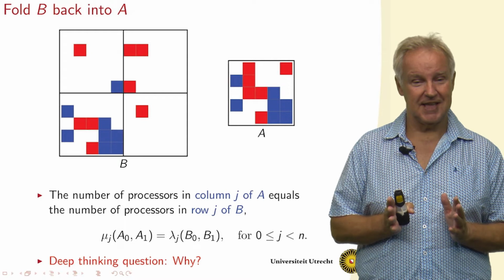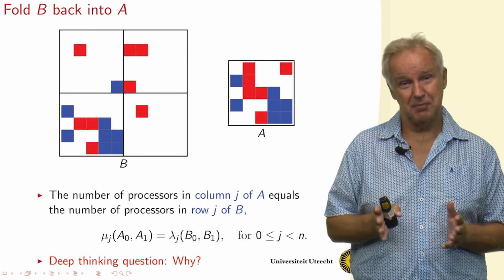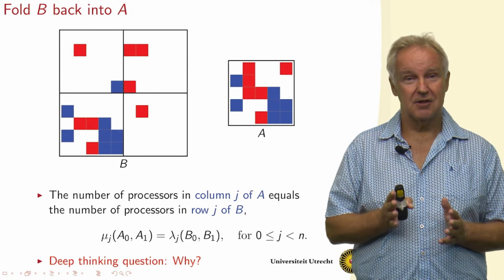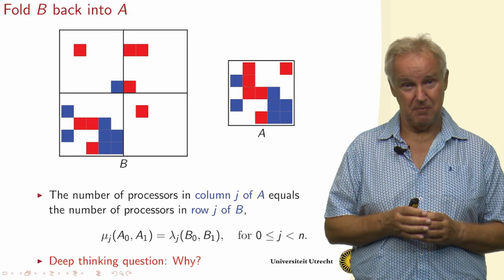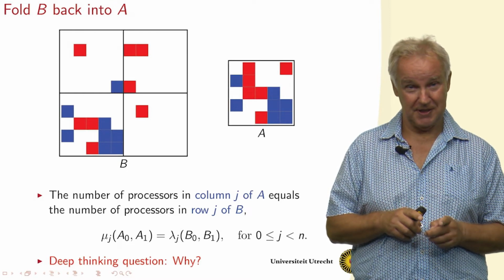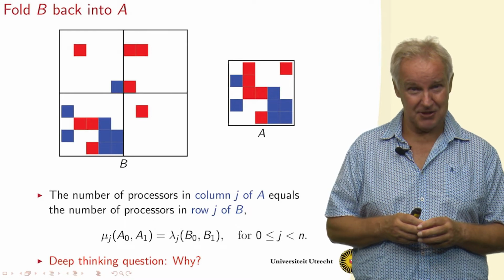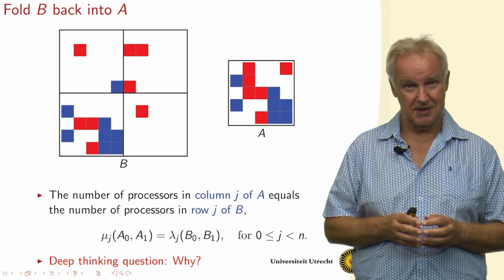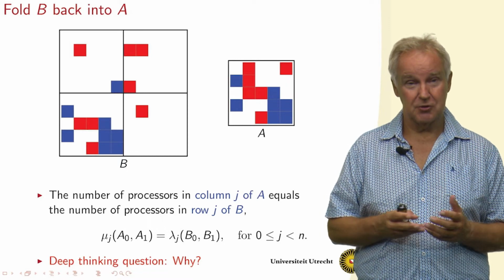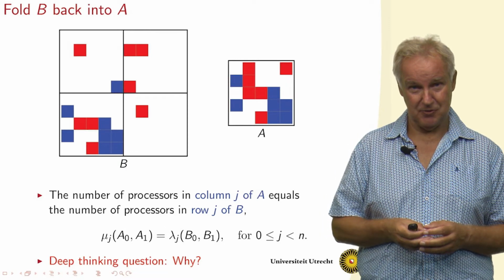So now a deep thinking question for you. Why is this the case? And maybe to help you, have a look at column 4 of the B matrix. Note that we start counting at 0, so 0, 1, 2, 3, 4. So it's the last column before the separation line. So why is this formula true?